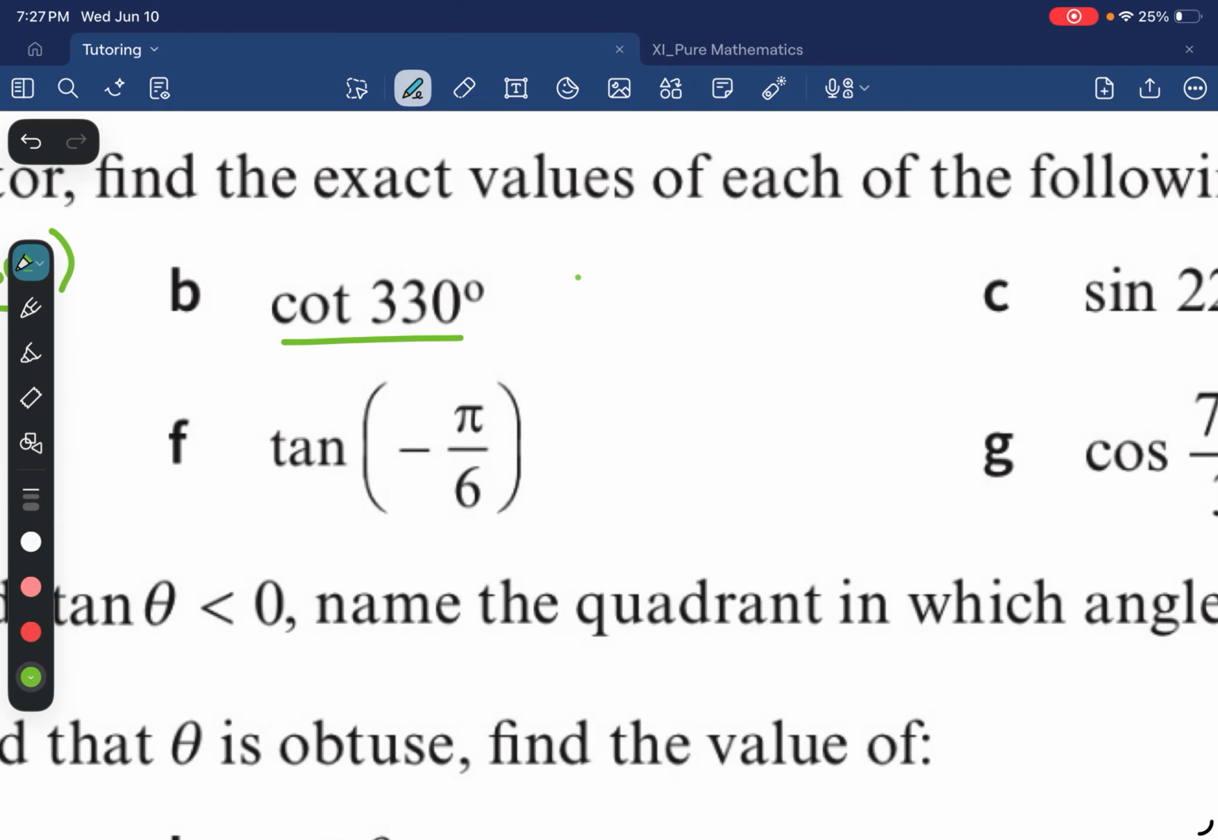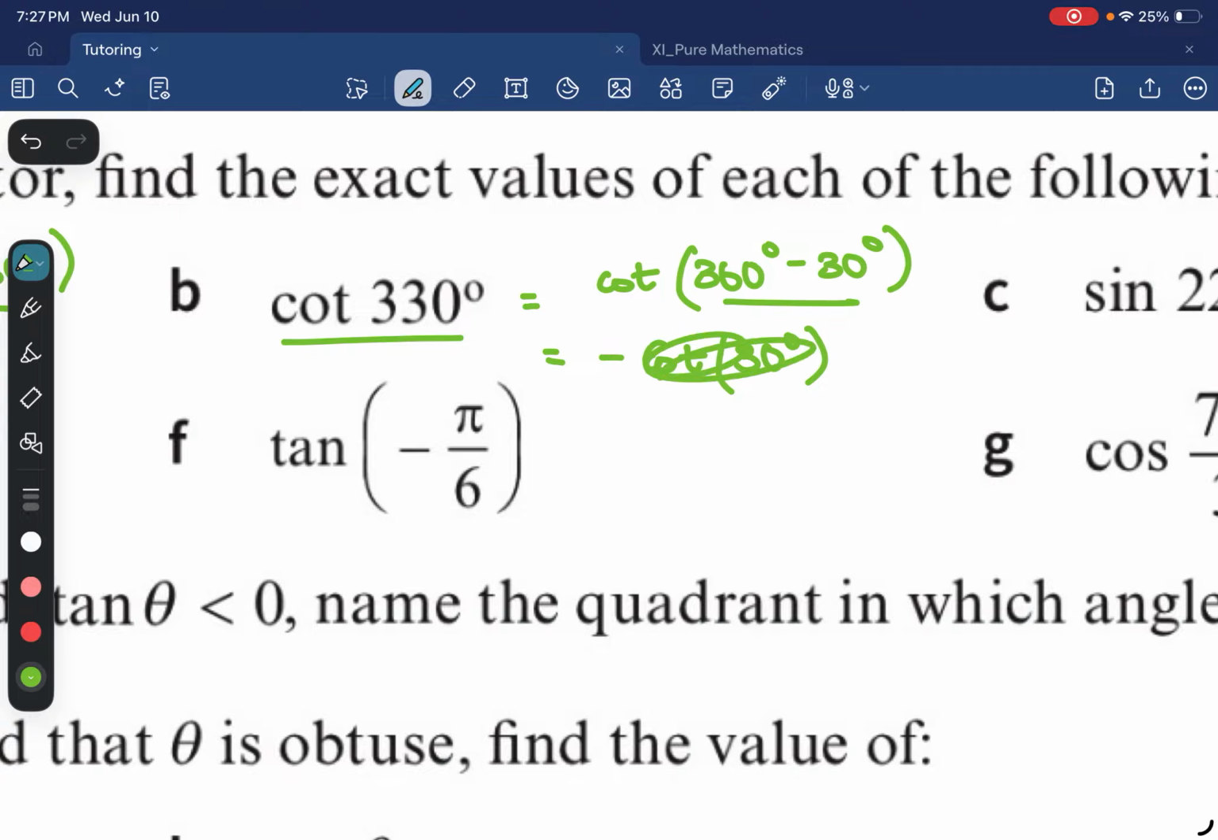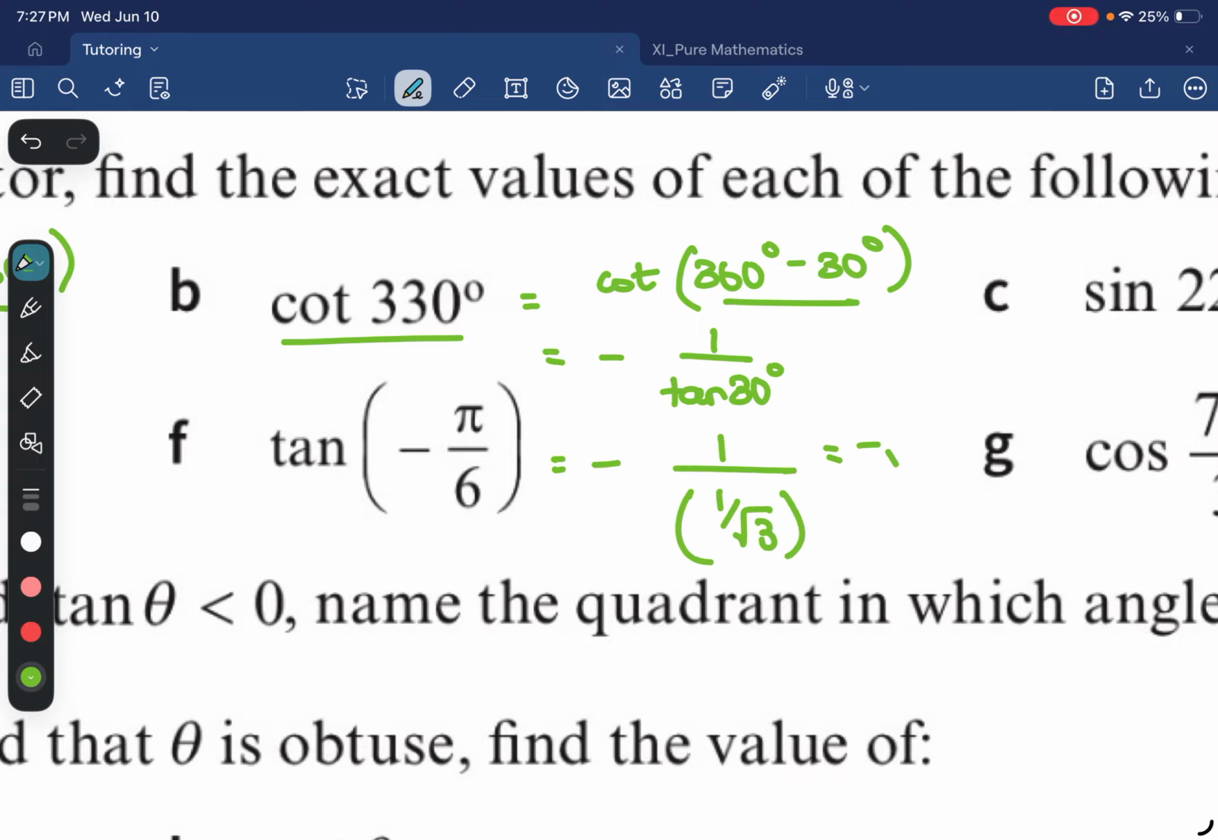All right, the same process here. You can write this as cotangent of 360 degrees minus 30 degrees. This is in the fourth quadrant. You keep cotangent as it is, take cotangent of 30 degrees, and you have to put a negative sign because cotangent is negative. Only cos and sec are positive in the fourth quadrant, right? And cotangent 30 degrees is 1 over tangent 30 degrees. And what is tangent 30 degrees? Well, it's 1 over square root of 3, if you remember. And that is going to simplify to negative root 3.